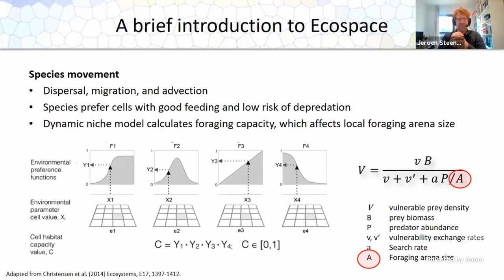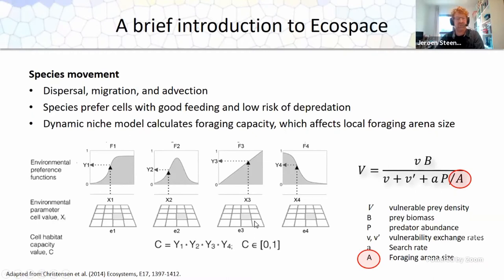Ecospace has a dynamic niche model that re-evaluates the suitability of different cells for every time step, for every species. That is driven by a whole range of assumptions that I'll show a bit later. But in principle, you've already seen this for Ecosim with the environmental preferences. You can have any number of environmental conditions; forcing functions in Ecospace are maps. You can have, for instance, a depth map, a temperature map, and you may have oxygen. You can add different layers.